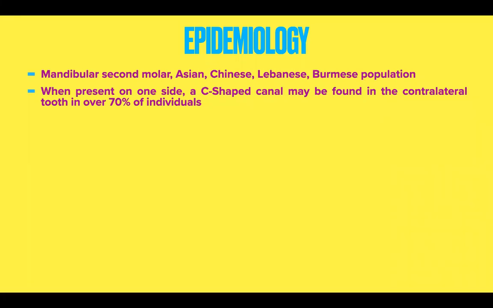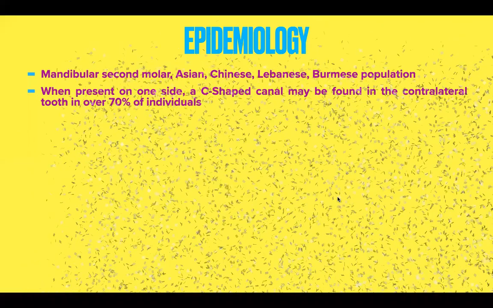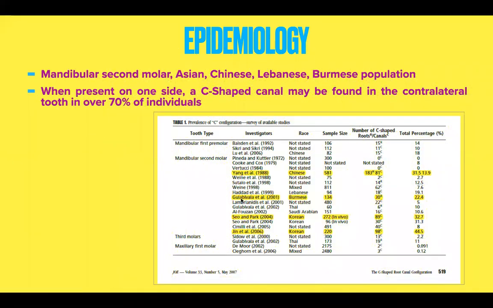Epidemiology says that it is most commonly found in mandibular second molar in Asian population, Chinese, Lebanese, and Burmese population. When present on one side, a C-shaped canal may be found in the contralateral tooth in over 70% of individuals. Although C-shape is found in mandibular first premolar, third molar, and first molar, the majority of authors found that C-shape is most commonly associated with mandibular second molar. We can see the percentage.